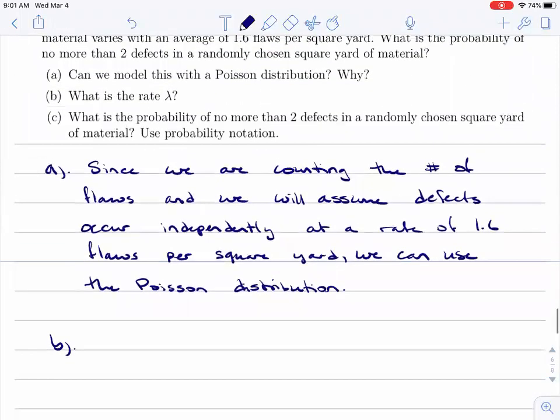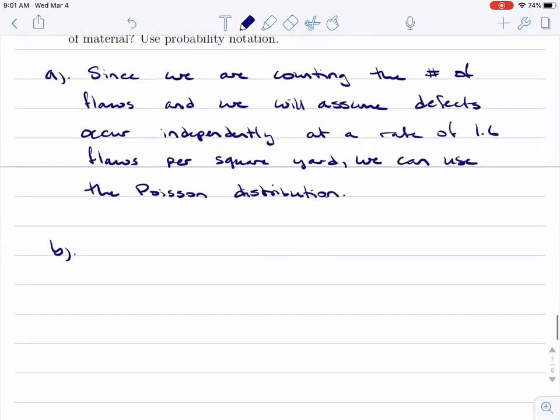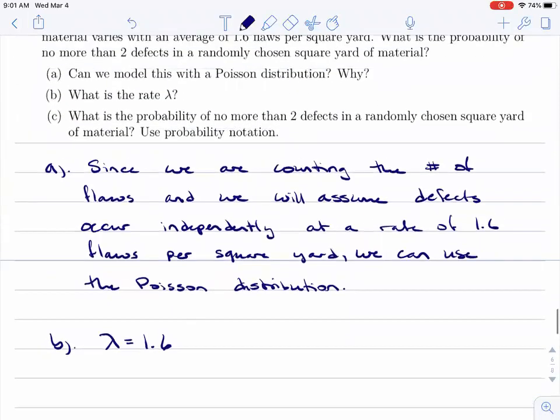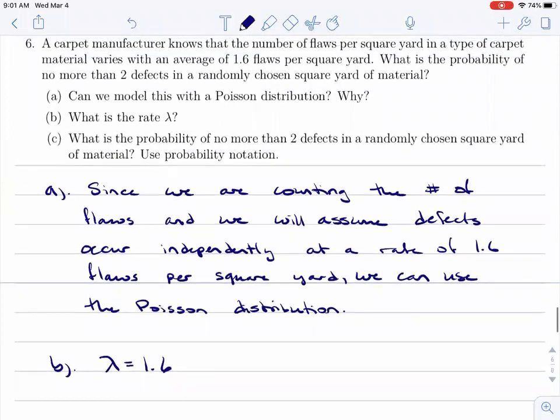We already said that in our blurb here, but part B asks what's the rate lambda. And so lambda, we're just going to use 1.6 flaws per square yard, but we'll just use it as a number.